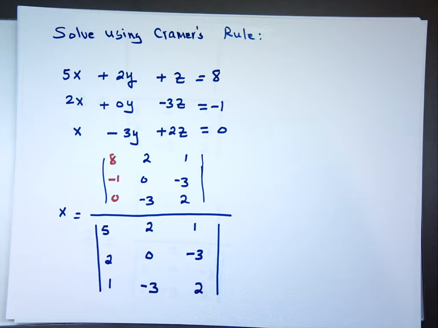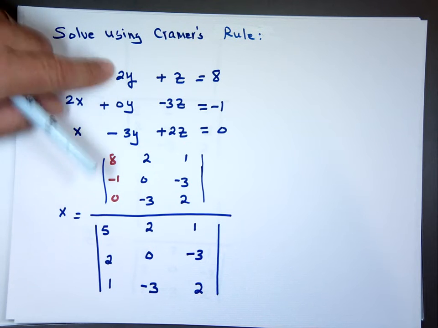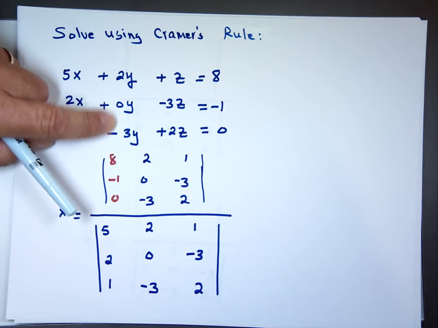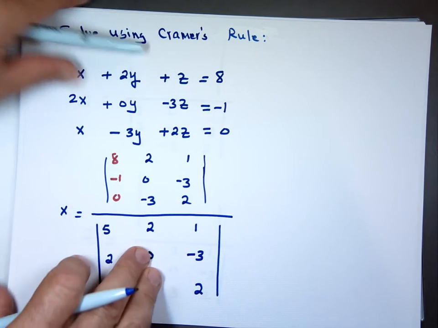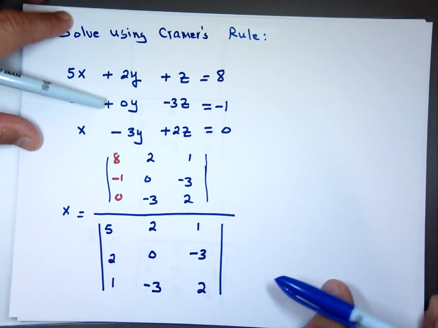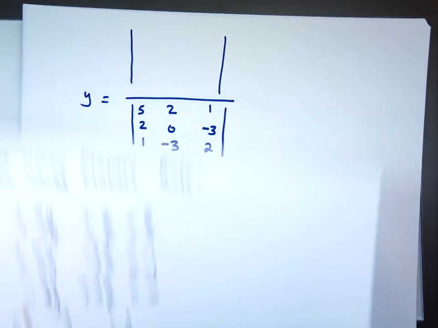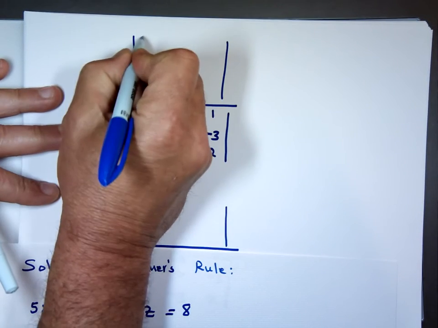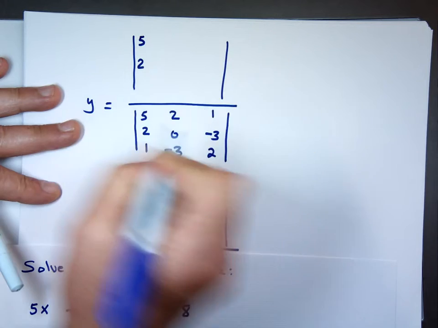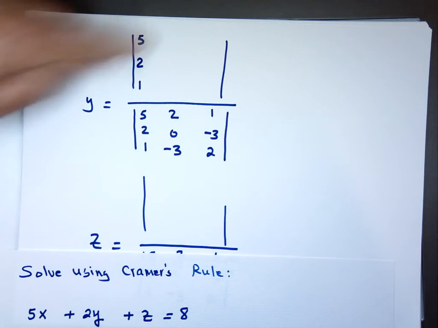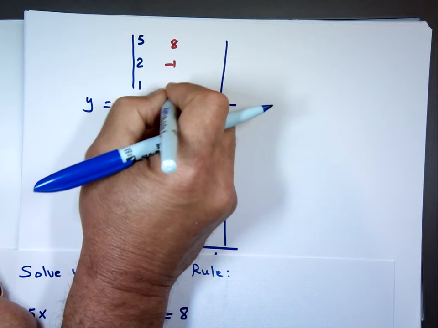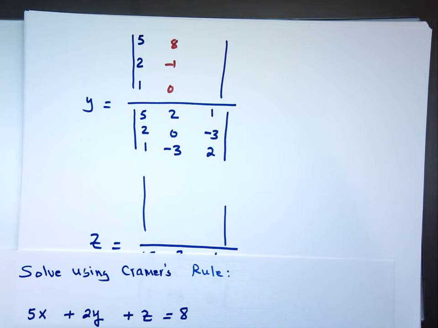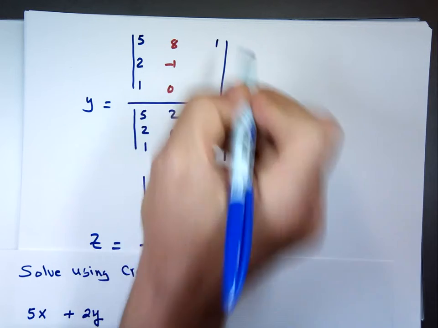For y, I'm going to replace which column? Y is what? The second column. I'm going to take the second column out and put what? The answers. So the second column will disappear, and I'll replace it with the answers. So for y, the 5, the 2, the 1 stays there, but now in the second column I'm going to put 8, -1, and 0, the answers. And the third column stays the same.